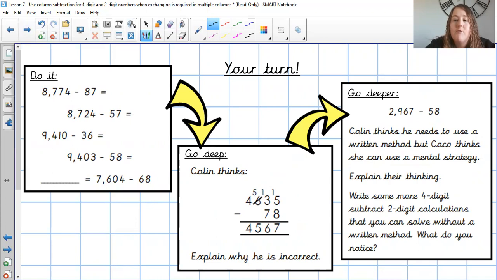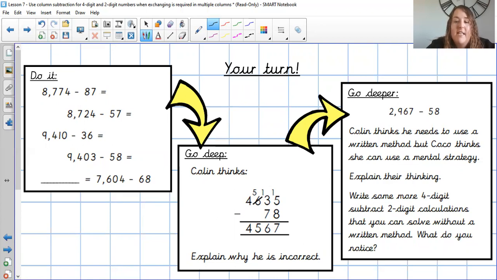Colin thinks he needs to use a written method to calculate that question. So the 2,967 take 58. But Coco thinks she can use a mental strategy. Explain their thinking. So just have a look at that first 4-digit number, 2,967, and they're taking away 58. Are those numbers easy to work with? I don't want to say any more than that. I was going to give you another clue. I'm not going to say any more than that. But you could definitely justify whether you work it out mentally or whether you do the column subtraction.